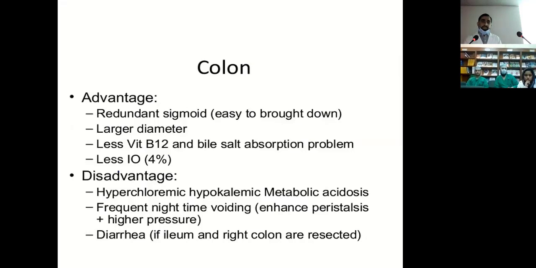The disadvantages: hyperchloremic, hypokalemic metabolic acidosis, frequent nighttime voiding, enhanced peristalsis, high pressure, and diarrhea if the ileum and the right colon are resected.